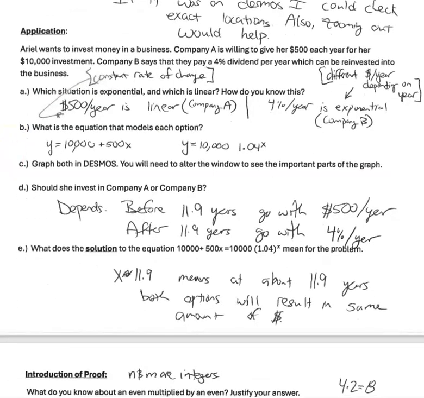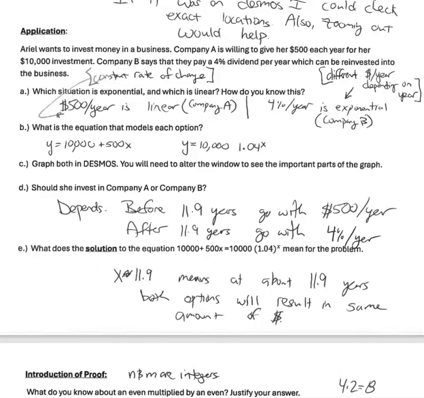It's talking about this person, Ariel, who wants to invest money in a business. Company A is willing to give her $500 each year for her $10,000 investment, and Company B is willing to give her a 4% dividend, which is a percentage of what you have invested, per year. And the deal is you can reinvest that. So it's not that you stay at 10,000. You can get that 4% and put it back into the business, and now you have more money invested.